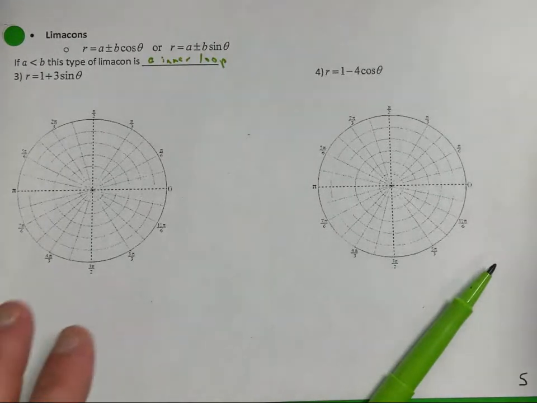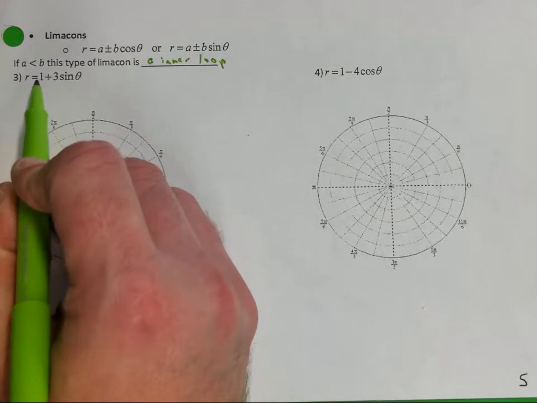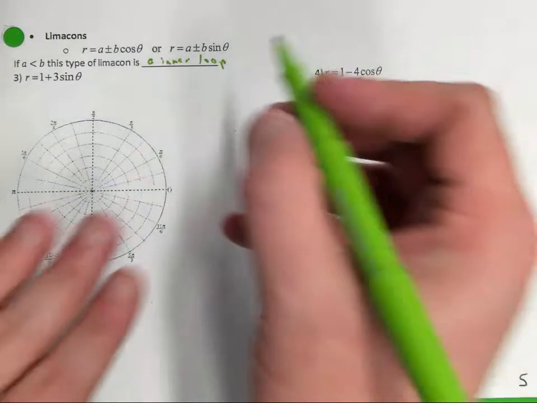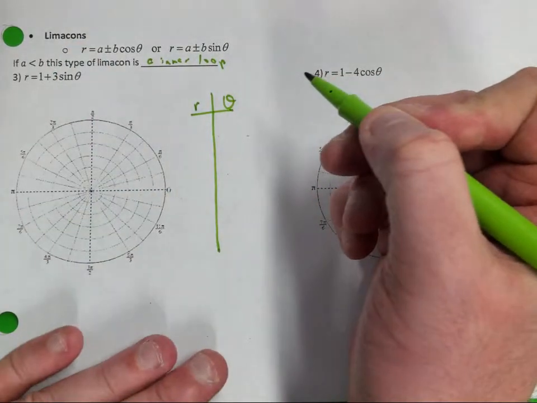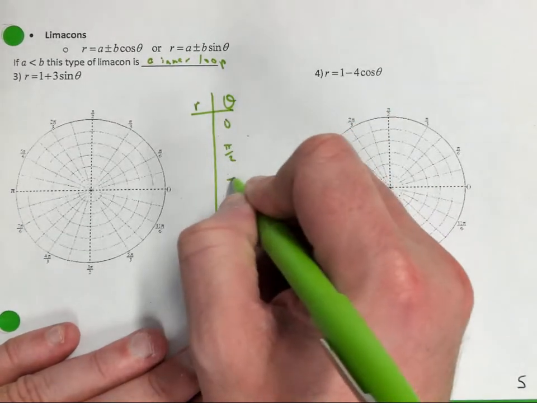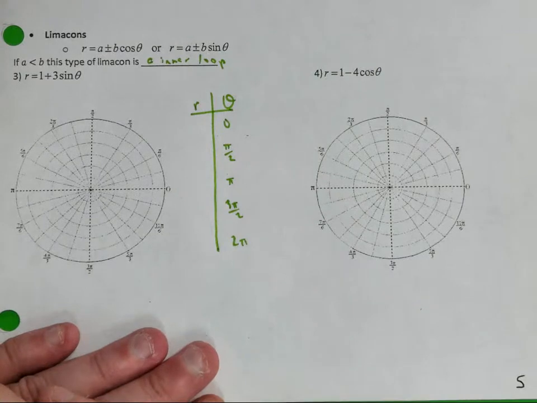Alright, so this is a limaçon with an inner loop because the absolute value of A is less than the absolute value of B. Okay, you make a table. You have to make a table on all these. Your major points: 0, pi over 2, pi, 3 pi over 2, 2 pi.